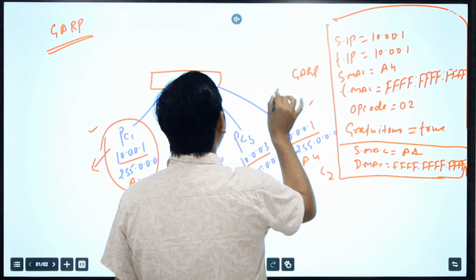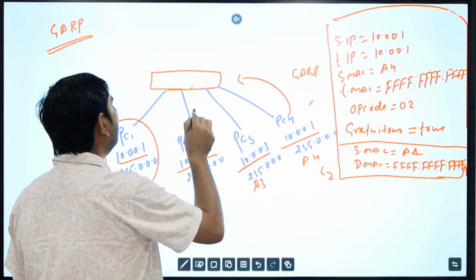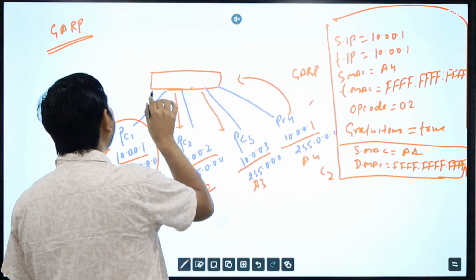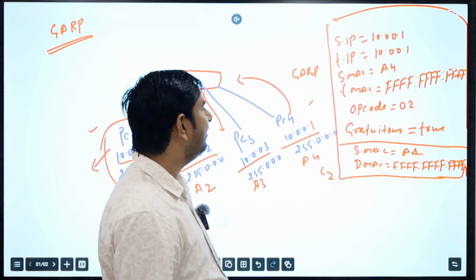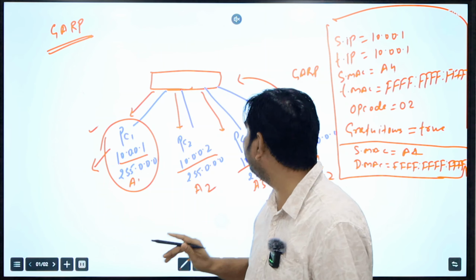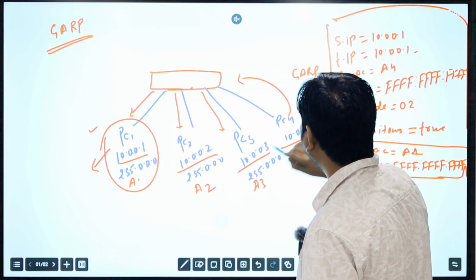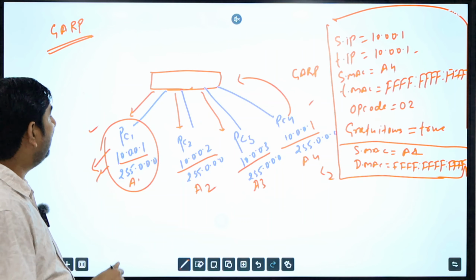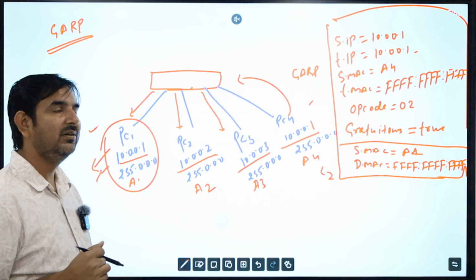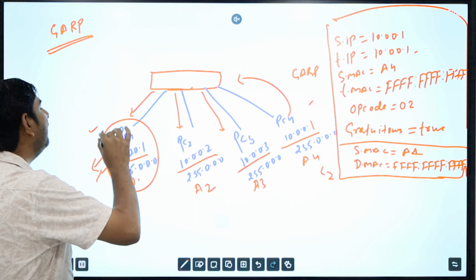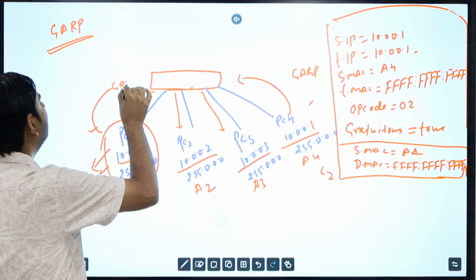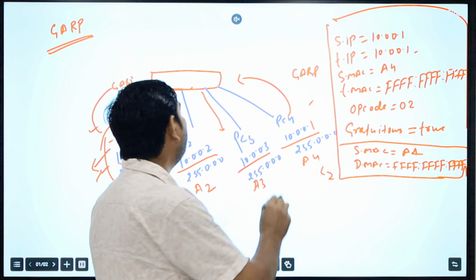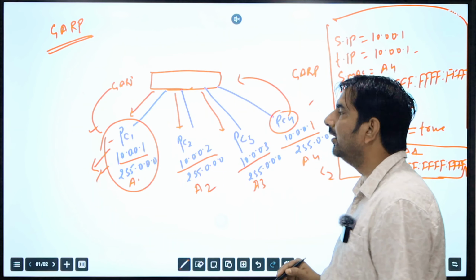That message is going to be broadcast in the entire domain. It's going to be forwarded to PC2, PC3, and PC1 also. PC2 and PC3 don't have any issue because the target IP doesn't belong to them. But PC1 has the issue because PC1 is also using the same IP address. So PC1 will also send the GARP message, and both PC1 and PC4 will get the IP conflict message.